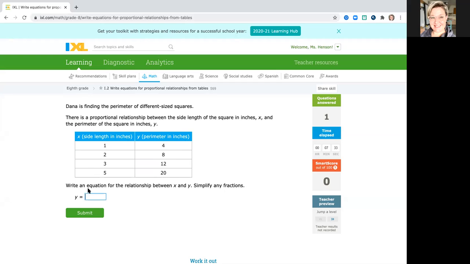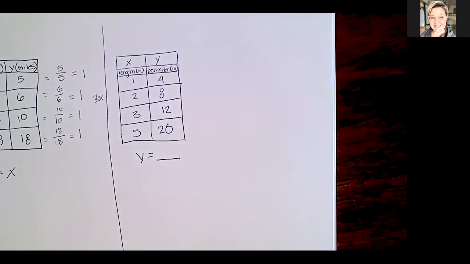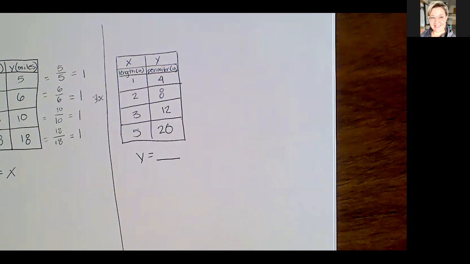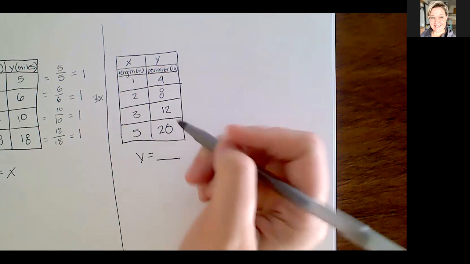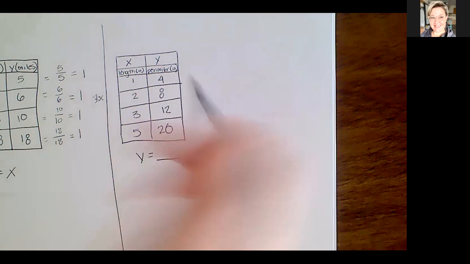So in this question, they're asking us to write an equation for the relationship between X and Y and simplify any fractions. We're going to go over to the dot cam and write out how we would solve it by hand. Here we go. I've already written the table for us, and we're going to go ahead and solve this equation.